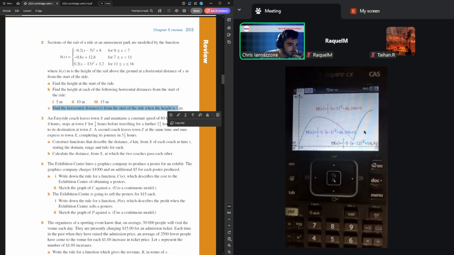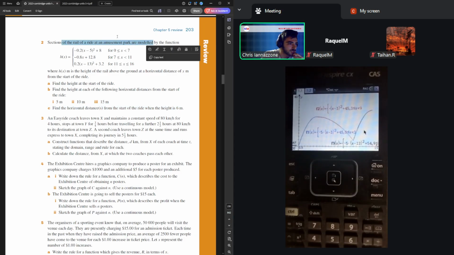Finding horizontal distance when height is 6 meters. If it's a height graph, you're just subbing height equals 6, although that one is a bit more interesting because we have limitations based on the fact that this is a piecewise. So maybe rather than doing all of these, let's have a think about the complications of this.